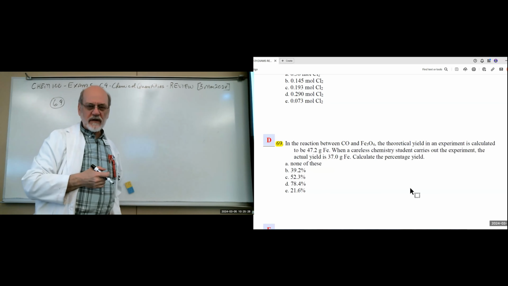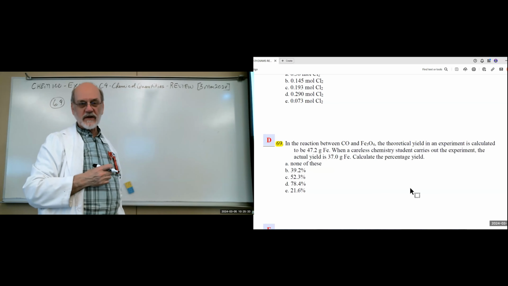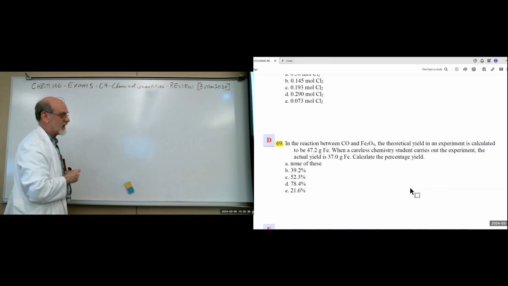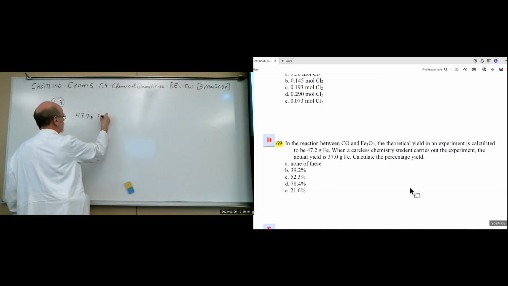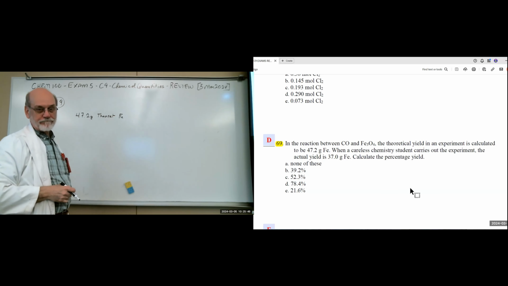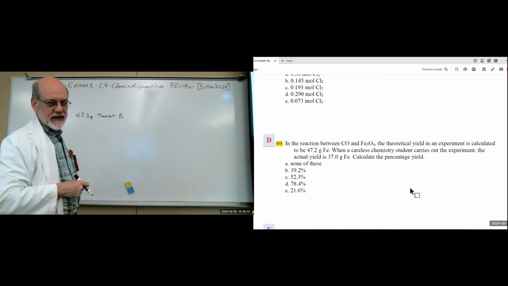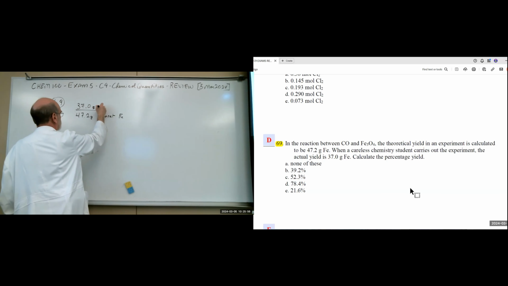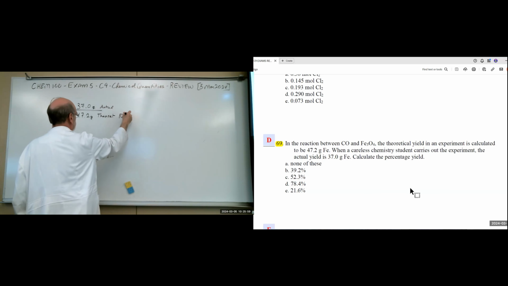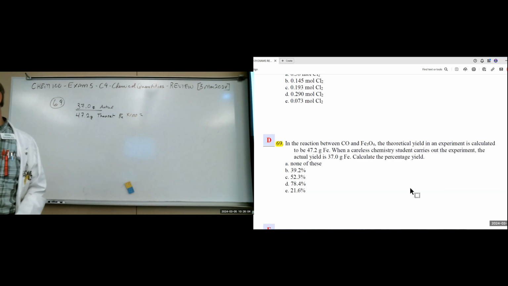In the reaction between carbon monoxide and Fe3O4, the theoretical yield in an experiment is calculated to be 47.2 grams of iron. 47.2 grams is theoretical iron. The actual yield is 37 grams. So actual divided by theoretical times 100 is what percent yield? That's the question. Calculate the percent yield.